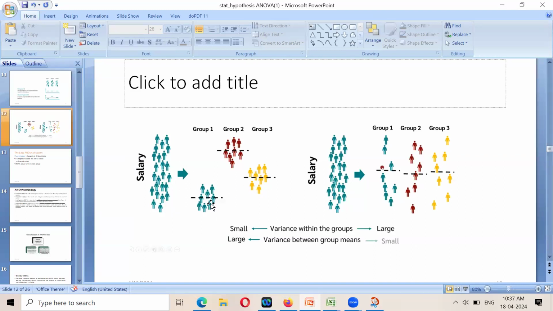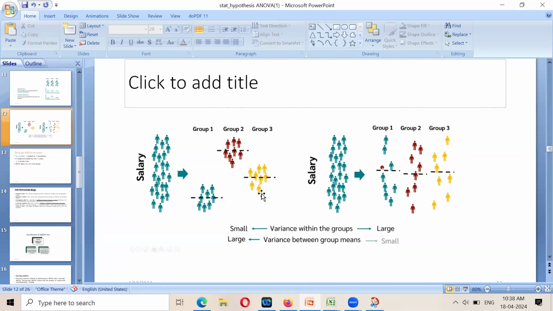As you can observe in the first figure, there are three different groups: group 1 green, group 2 brown, and group 3 yellow. When it comes to variance within the group, it is very small, because if you look at the green group of people, they are very closely put together, so there is not much variance among them. So variance within the group is very small in the first picture. Same for group 2, shown as brown color people, and group 3, yellow color people. All these groups are very closely put together. They don't have much difference among them.